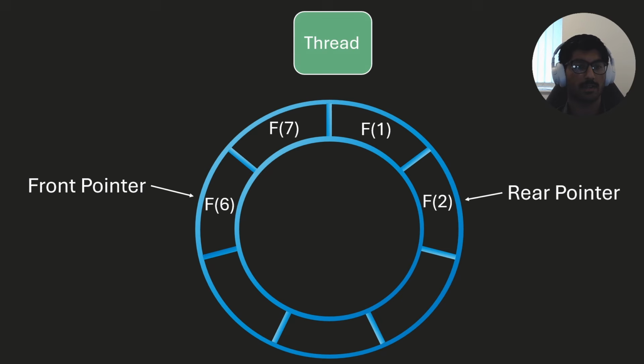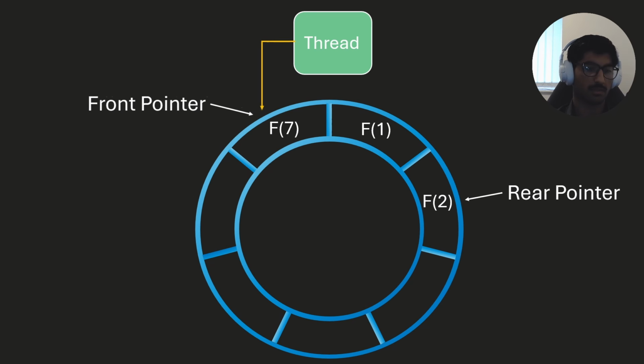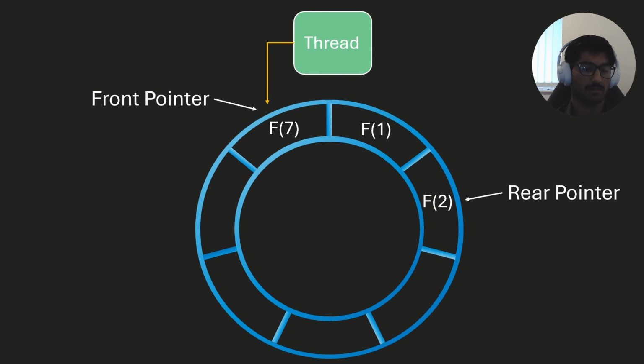So let's say I've got a thread right here and it's activated. What it's going to do is go to the front pointer because that's where we dequeue elements from. It's going to retrieve the function f6, the function pointer, and then it's going to execute it, right? Once we've executed that, we can just dequeue the element, so increment the front pointer, and now we're at f7.